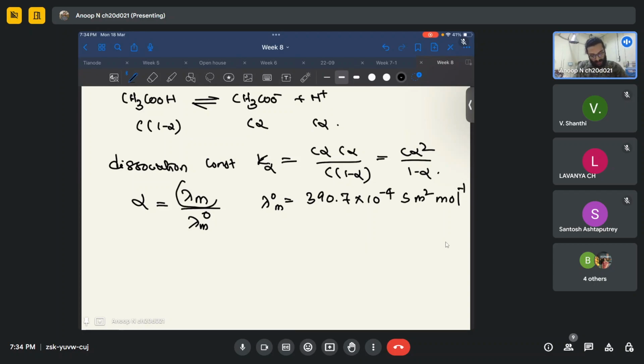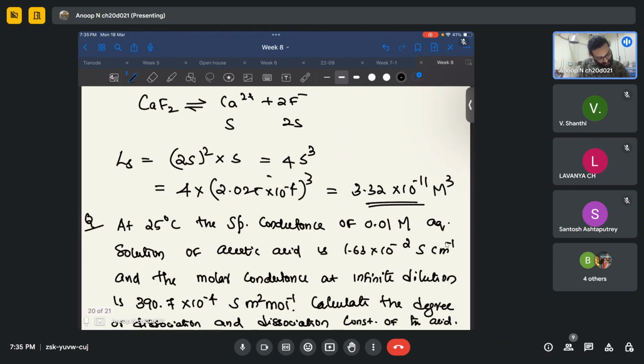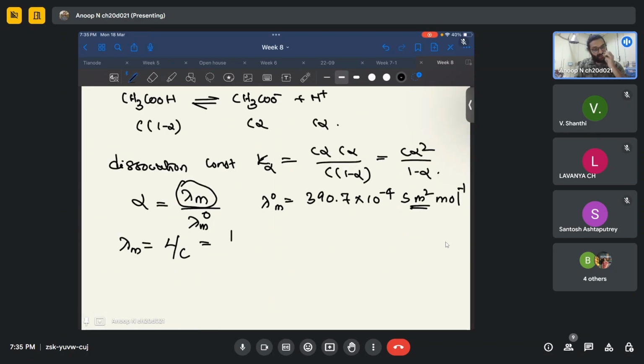We have to find out what is lambda m. So what is the equation for lambda m? Which is nothing but L by C. If the unit is given in centimeter cube and you want to find it in molar unit, fine, here you don't need 1000. That's why I'm saying take care of the units properly. Molar conductance is nothing but specific conductance divided by concentration. If the things are given in appropriate units, you don't need to convert it. Otherwise, you have to convert it.